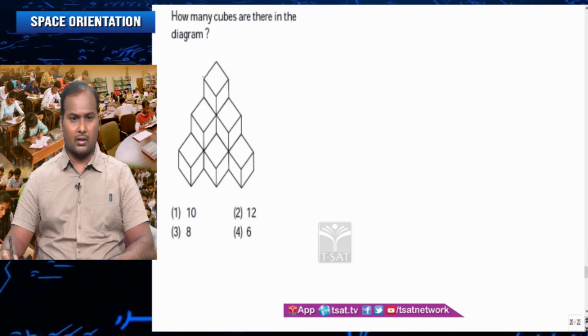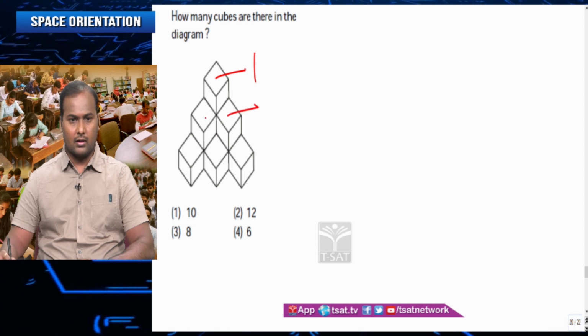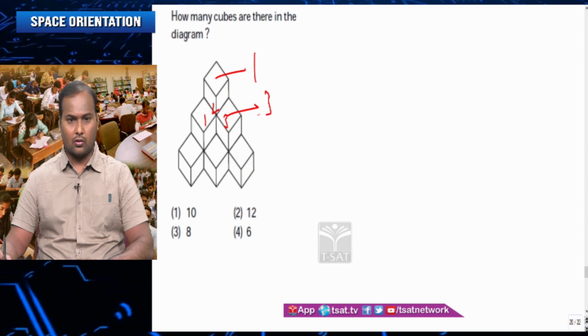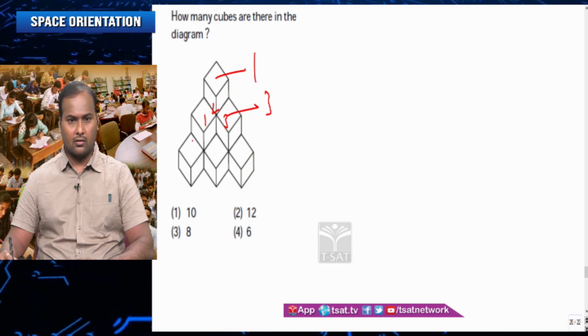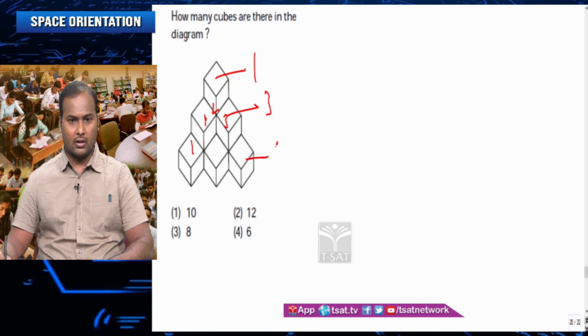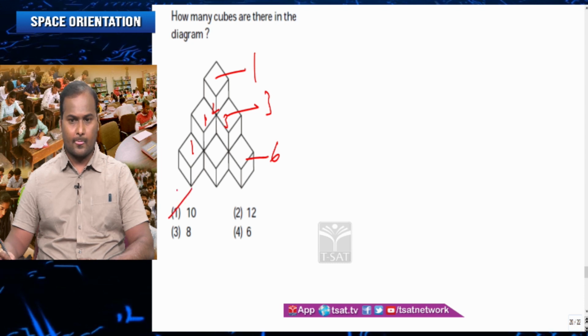See this question. How many cubes are there in the diagram? Simply, on the top one, at the bottom 1, 2 is not visible, 3. So 1 here, 2 is at the bottom, 3 here. Total 3 here. Here again 1, 2, 3, 4, 5, 6. Total here 6 are there. 6 plus 3 plus 1. So your answer is 10.